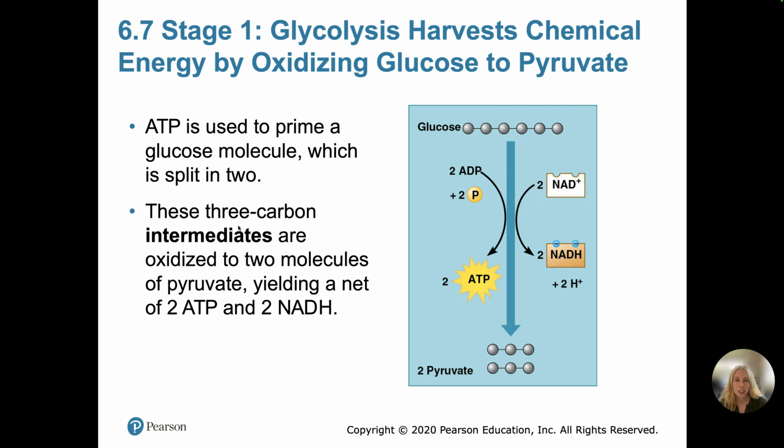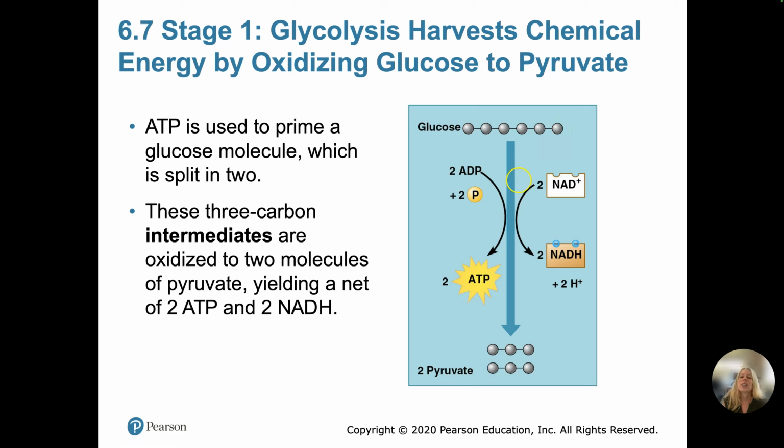We're going to talk more specifically about glycolysis now, which is stage 1 of cellular respiration. In stage 1, glycolysis harvests chemical energy by oxidizing glucose to pyruvate. So remember, oxidation is loss. So glucose is going to lose some electrons. An overall summary of glycolysis is shown here in this image on the right. Glucose is represented here. Glucose is a 6-carbon molecule, so each one of those gray dots represents a carbon. You can see that we have 1, 2, 3, 4, 5, 6 carbons.